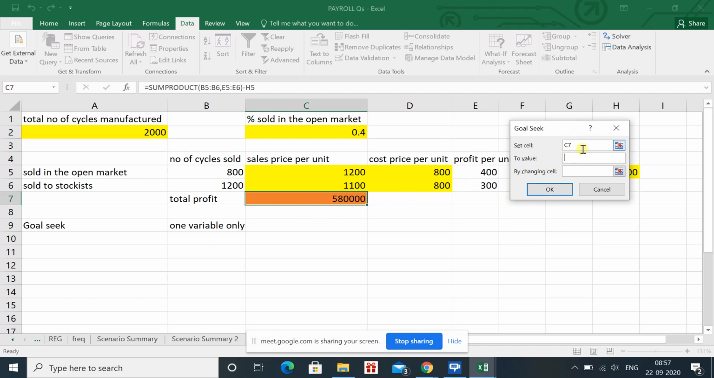So you want to set C7, and what value do you want to set? Suppose I want to fix it to 6,50,000. Your target profit is 6,50,000, and then by changing the cell, what cell do you want to change? You want to change the percentage sold in the open market, right? So by changing the percentage sold in the open market, press OK.